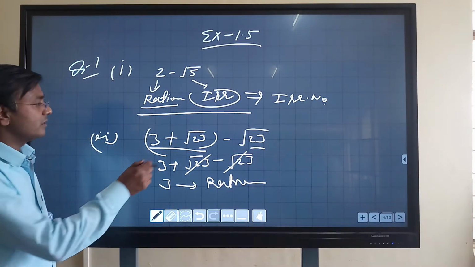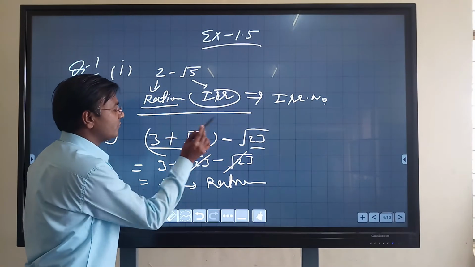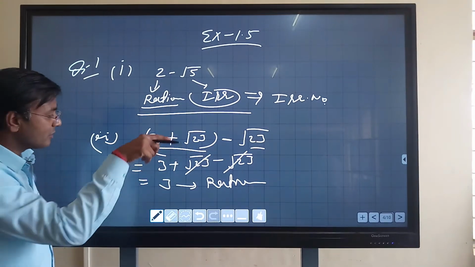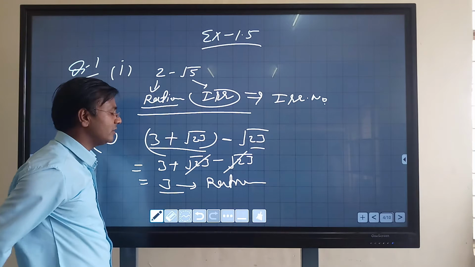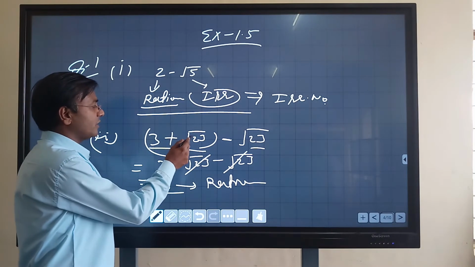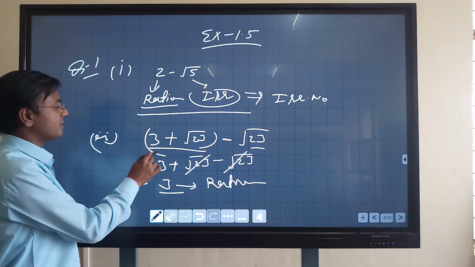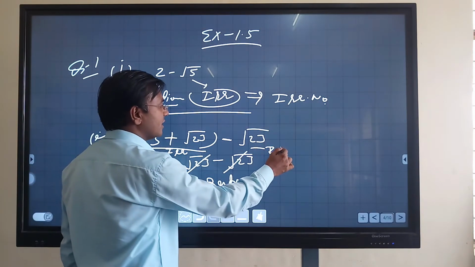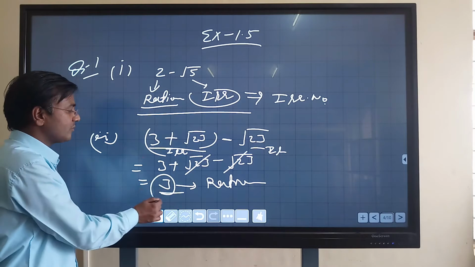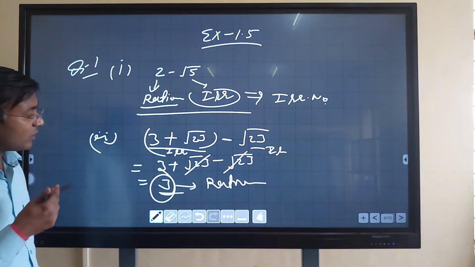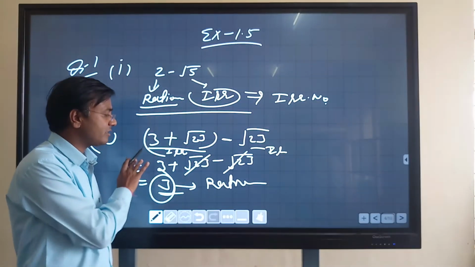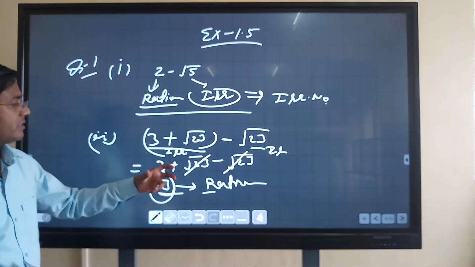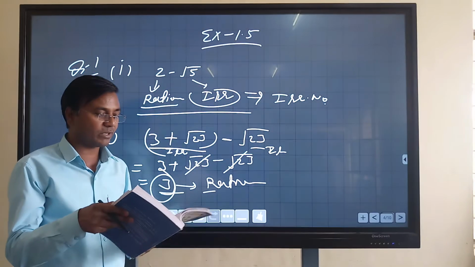As I said, the difference of irrational and irrational may be rational or may be irrational. So here we have rational. So 3 plus under root 23 is an irrational number, and this is also an irrational number. So the difference is coming a rational number. So it is varying. This is a variable result. It is sometimes rational, sometimes irrational. So to get the exact result, you have to simplify the question first.